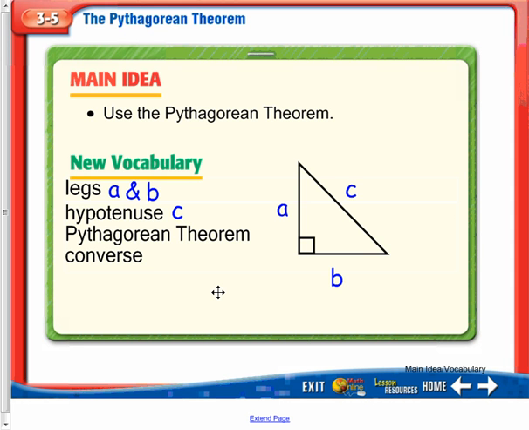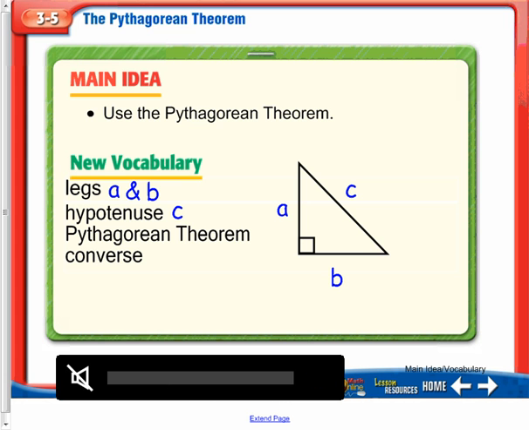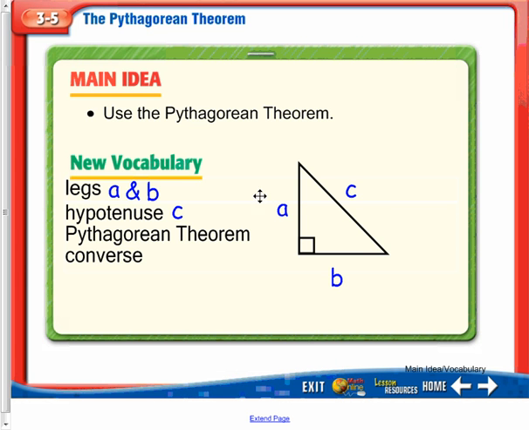What we refer to as legs are A and B in the diagram here. This is a leg of the right triangle. The legs of the right triangle are what come together to make the 90-degree corner. And so the hypotenuse is always directly opposite the 90-degree corner. C is always labeled as the hypotenuse.